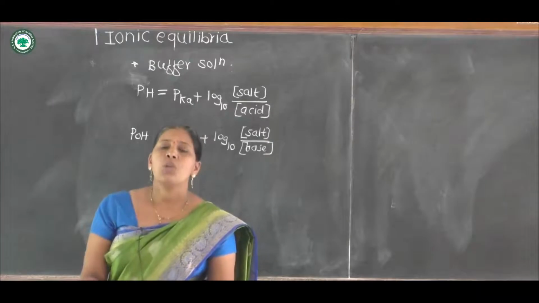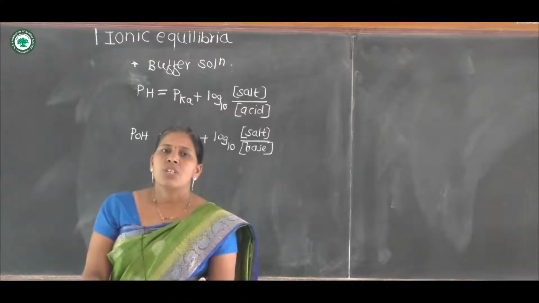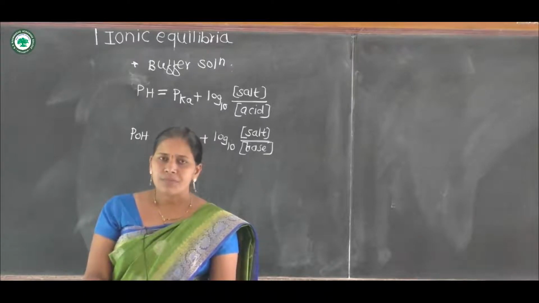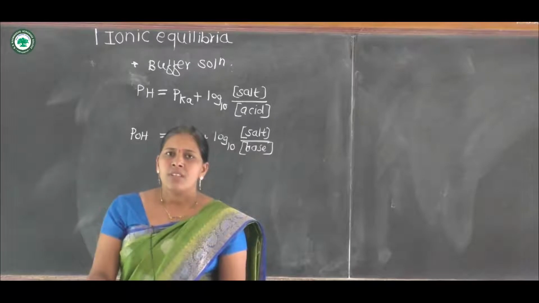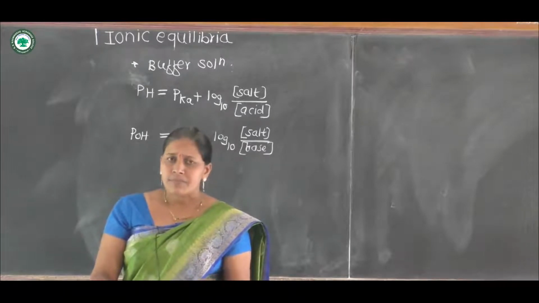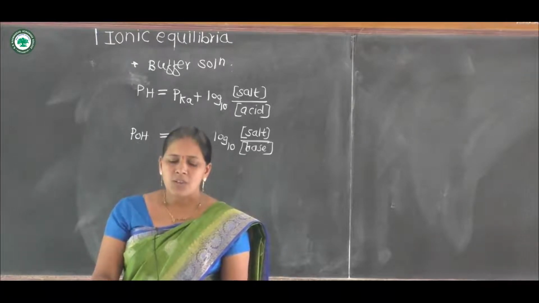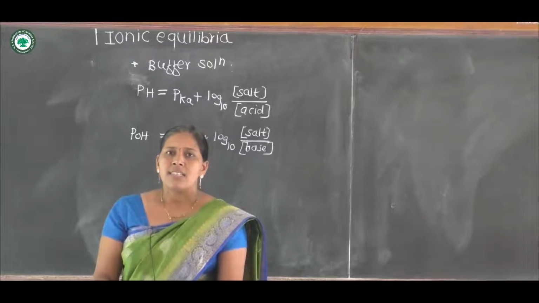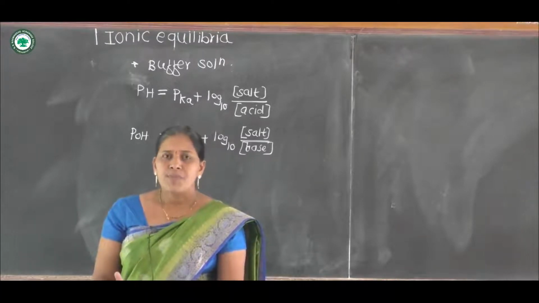There are two types of buffer solution: acidic buffer solution. Acidic buffer solution is composed of a weak acid and a salt of the weak acid with a strong base, called acidic buffer solution. Then basic buffer solution.